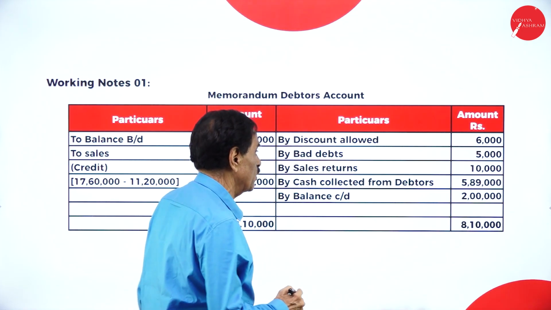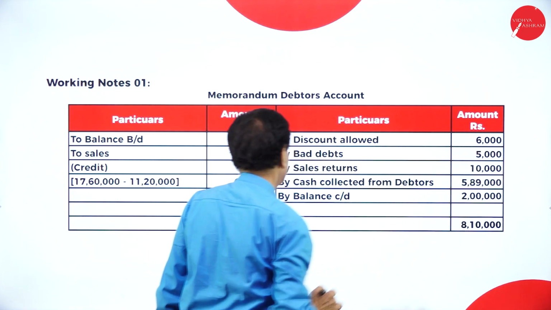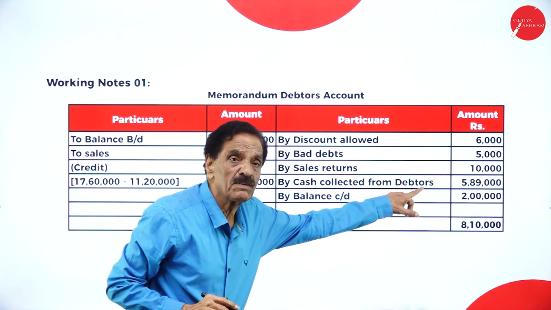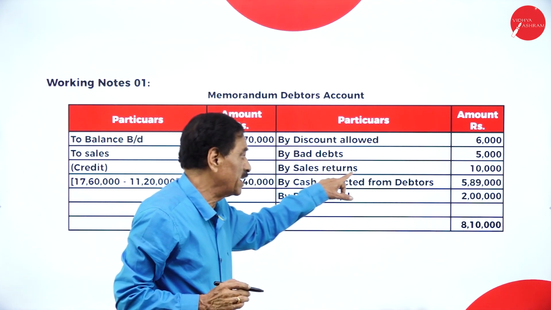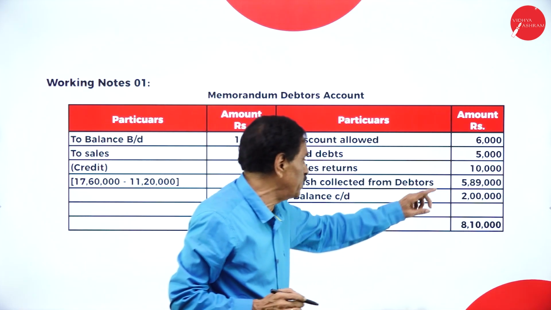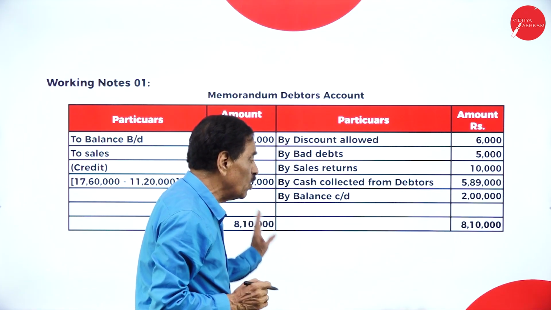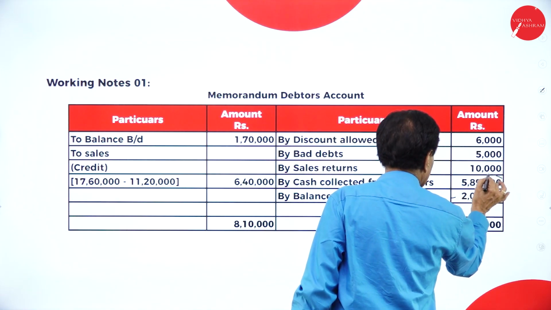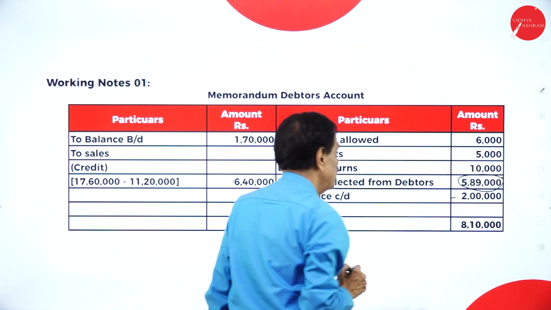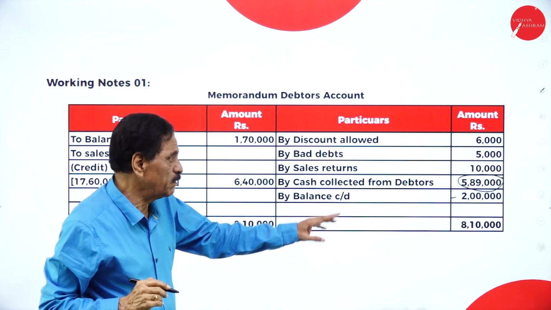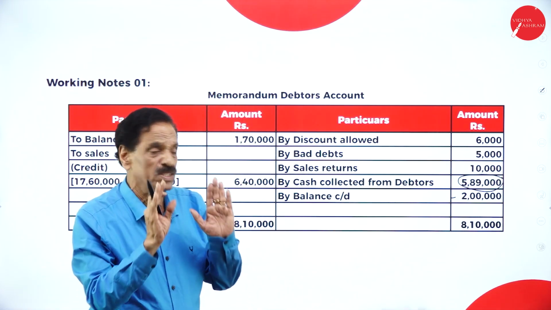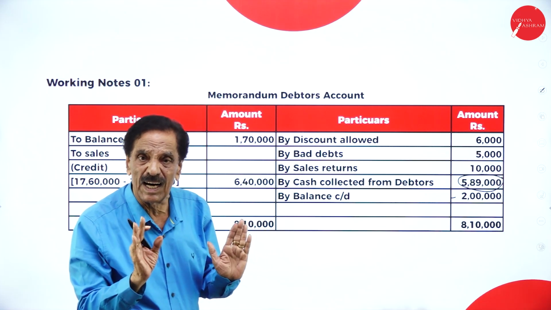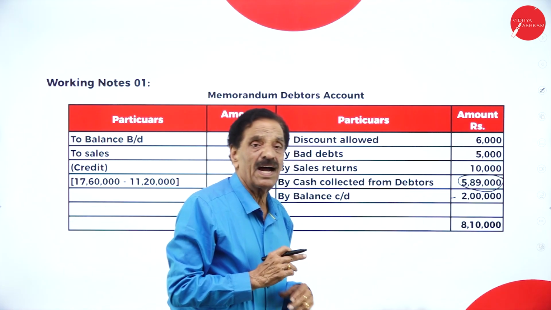Out of 8,10,000, discount allowed is 6,000. Bad debt irrecoverable is 5,000. Sales return by customer is about 10,000. Cash collected, because they have given the closing balance, this is missing. So the missing figure is 5,89,000, that is collected from the debtor. So what is missing? Cash receipt.